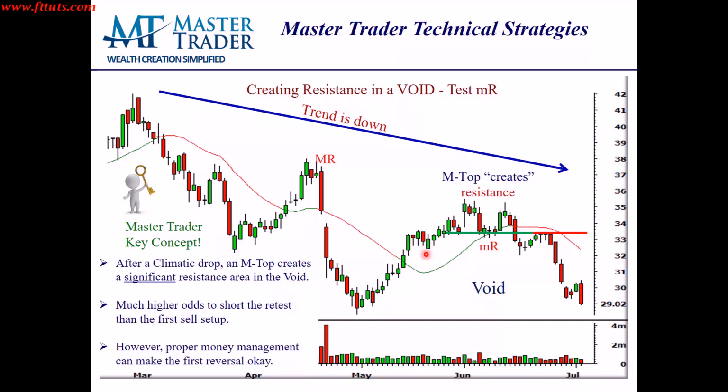Right? So here's the start of a first turn there. And this is pretty common about what happens. And then it goes further up. The really high probability setup here is the M top, or this creation of resistance where it forms a pivot and then retests it and starts to roll back over again. You can short it on the breakdown. Of course, your stop would then be up here, or you can short it here on the retest into minor resistance. Now, I'm saying here proper money management could make that first reversal okay.